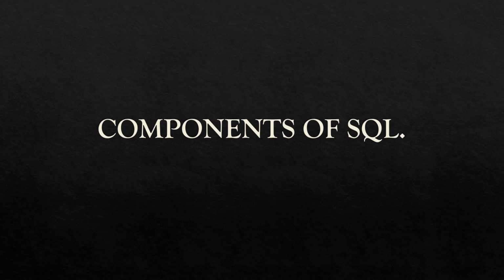In the last class, we already understood the basic concept of SQL: what is SQL, what are the features of SQL, and how it is different from other languages such as C and C++. Today we are going to learn about the basic components of SQL. There are three parts of SQL. That is, there are three basic components of SQL.